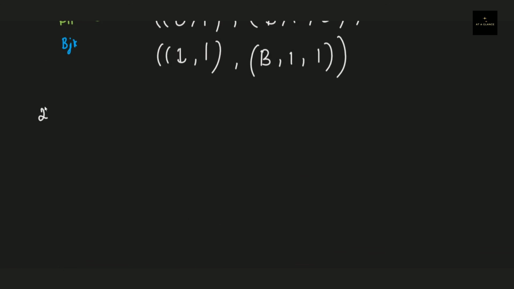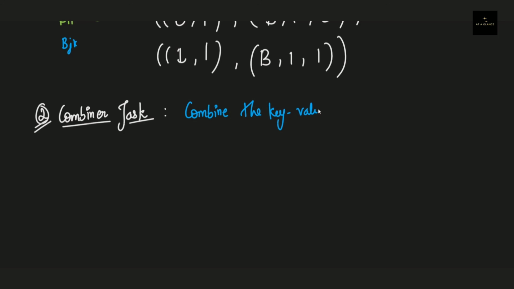Now after the map task is completed, the next task to be performed is the combiner task. The combiner task is basically used to combine these key value pairs. As you know, we are dealing with big data, and after converting the entire big data in the form of key value pairs, the volume of these key value pairs is so high that it can cause network congestion. So to reduce that network congestion, we use the combiner task.